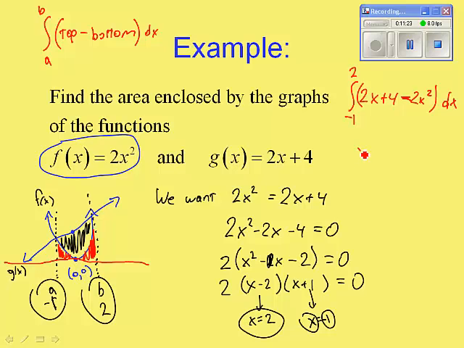I think this one works out really nice, right? So you go from -1 to 2, like this. So if I put in -1, oh no, I'll put in the 2 first. I'm sorry. 2 squared plus 4 times 2 minus 2/3 of 2 cubed. Okay. And then subtract what you get when you put in -1.